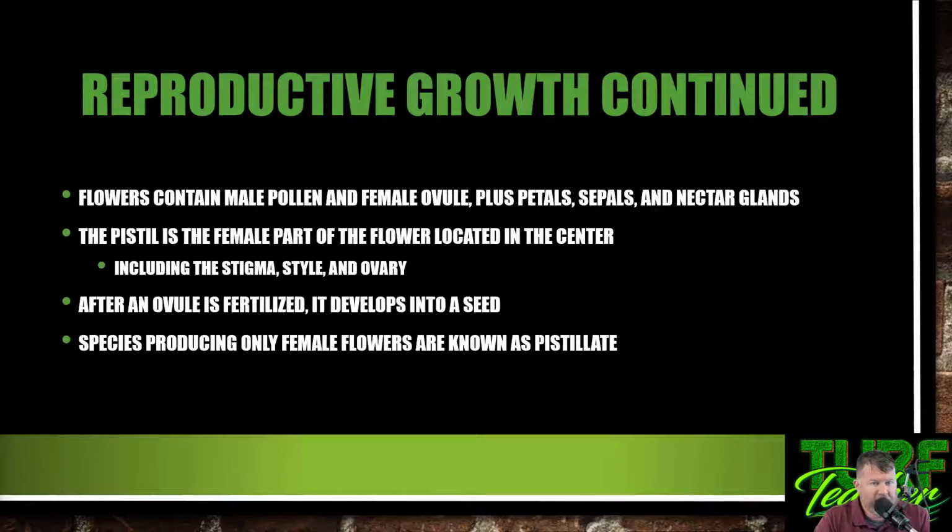But flowers contain male pollen and a female ovule, plus petals, sepals, and nectar glands. The pistil is the female part of the flower located in the center, including the stigma, style, and ovary. After an ovule is fertilized, it develops into a seed. Species producing only female flowers are known as pistillate. And we've got a picture here that we're going to show.